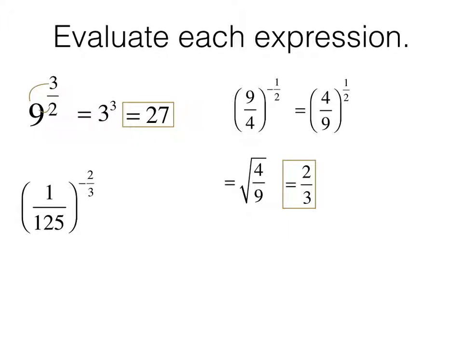In this last example, because we have a negative exponent, to make that positive, we're going to flip the fraction and we get 125 to the 2/3. Now we're going to do the cube root of 125, which we know is 5, and then we'll square that. So again, 5 squared gives us 25.